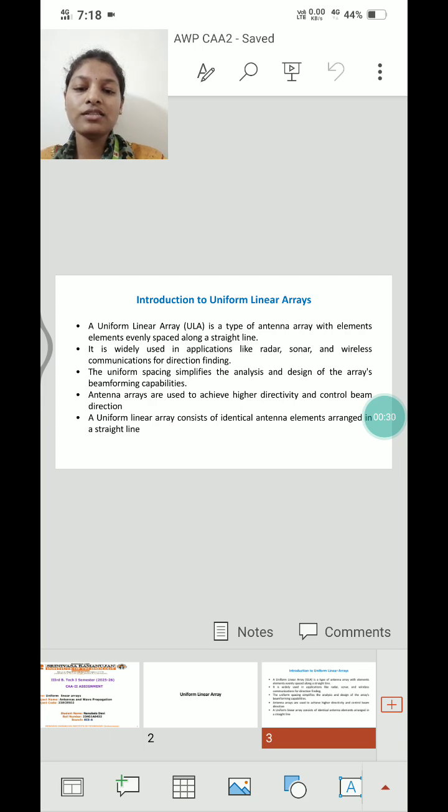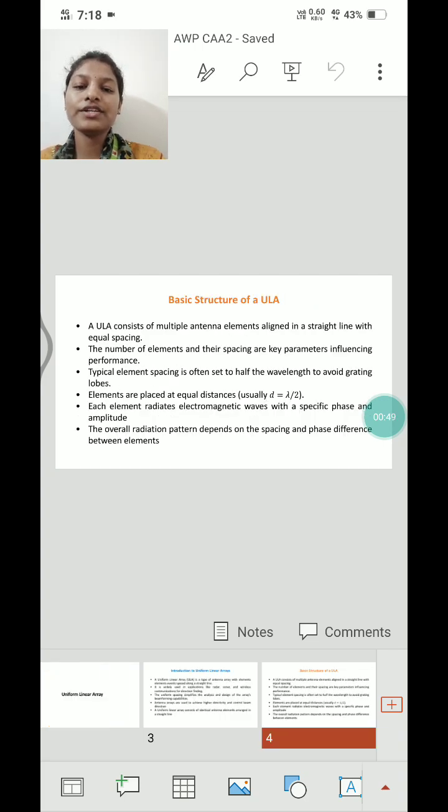The uniform spacing simplifies the analysis and design of the array's beamforming capabilities. Antenna arrays are used to achieve higher directivity and control beam direction. A uniform linear array consists of identical antenna elements arranged in a straight line. Next, basic structure of uniform linear array.